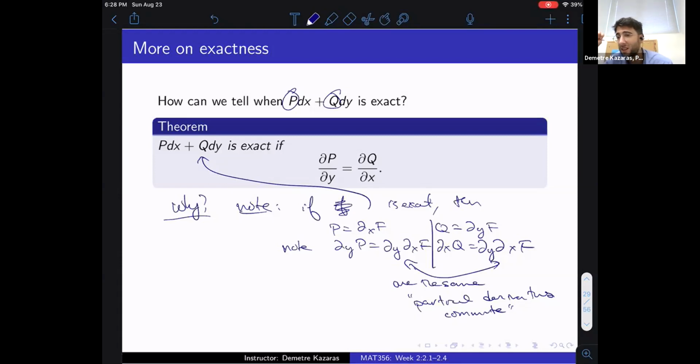The other way around is not at all obvious: how you can come up with a function f just by knowing this. That's an intriguing part of this fact. We won't go into that right now.